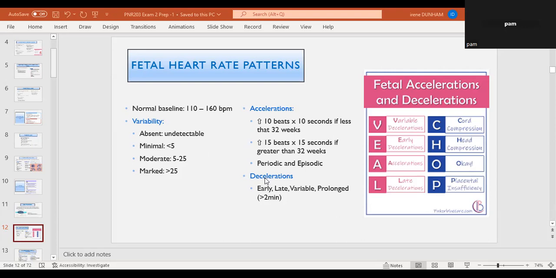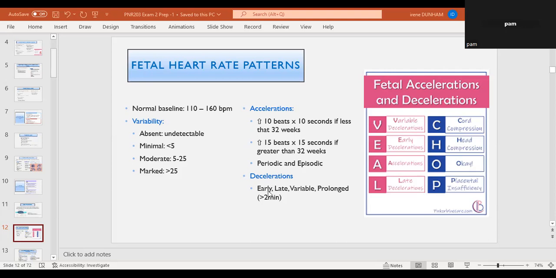Decelerations are not good and they're not bad. It's all according to when they occur. So the deceleration, if I have an early deceleration, remember that's caused by head compression. That's the baby's head coming down. So, your baby's head is getting squished as he's coming through. So that's called an early deceleration.